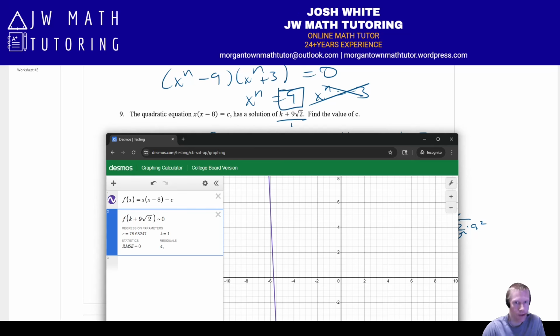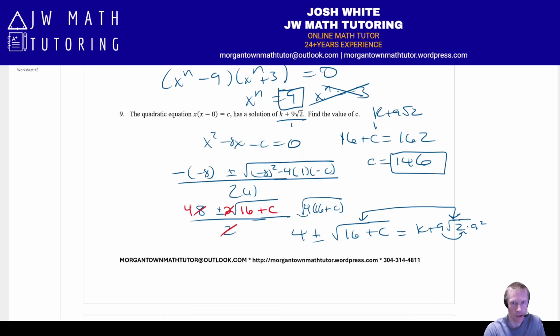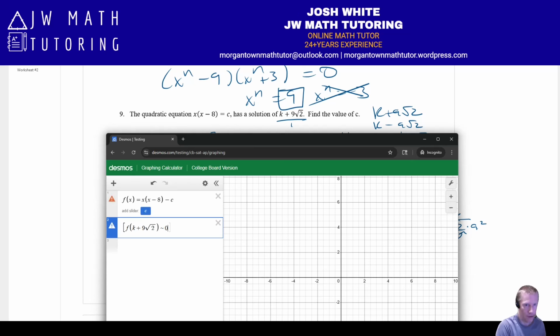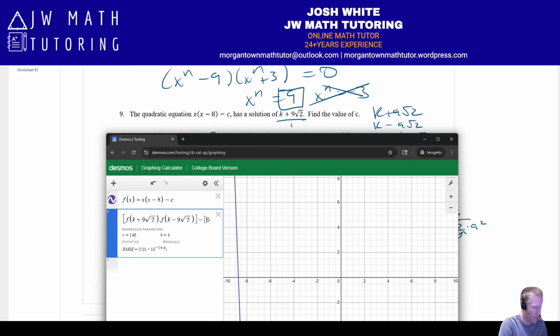This is not correct. This is not what we're looking for. The reason it's happening is because there are two constants here, a c and a k. What you have to recognize is that if one solution is k plus 9 root 2, the other solution will be k minus 9 root 2. Therefore, you have to go into Desmos and set up a system of equations where you have both of the solutions, and you are doing regression with both of them set equal to 0.